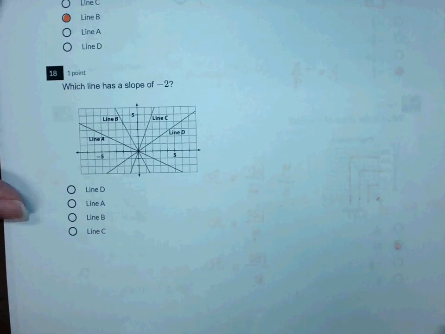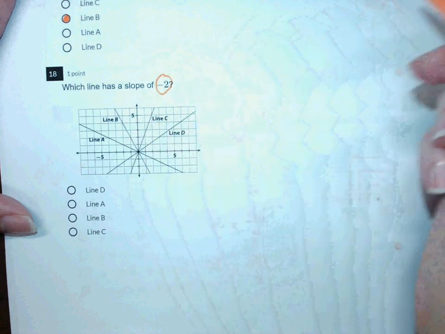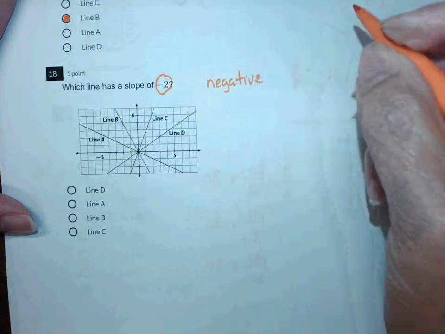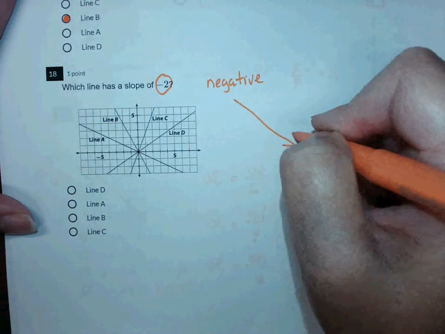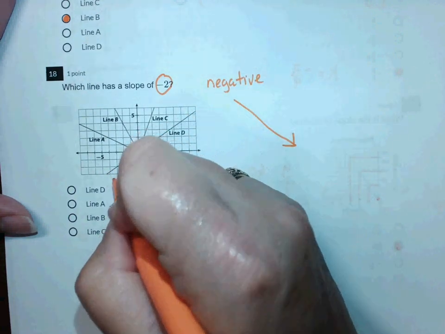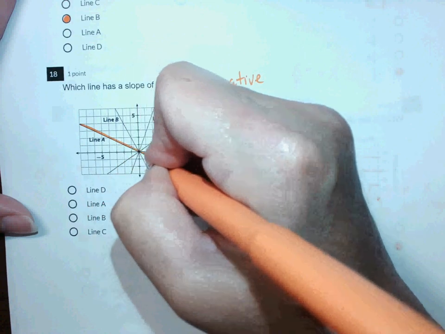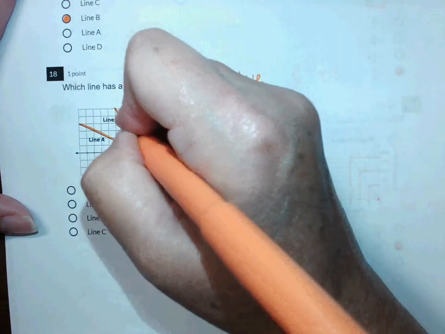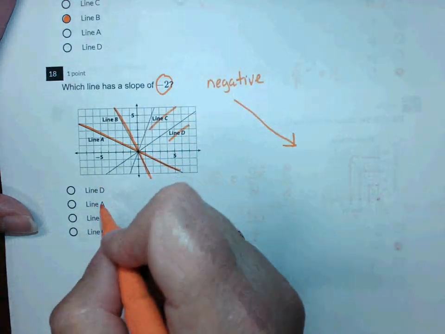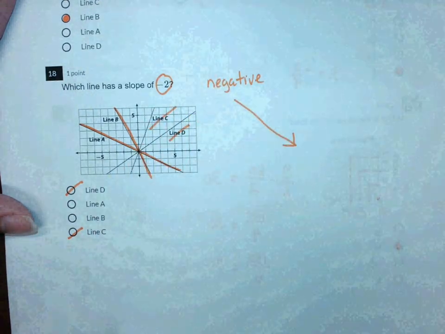Number 18, which line has a slope of -2? Negative slope. So that means that the line has to be going down like this. Yeah? So the ones that are going down are right here. This line is going down, and this line is going down. Lines C and D are out because they are going up the graph.